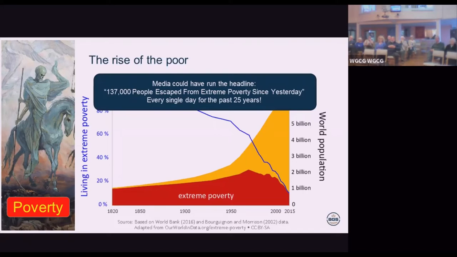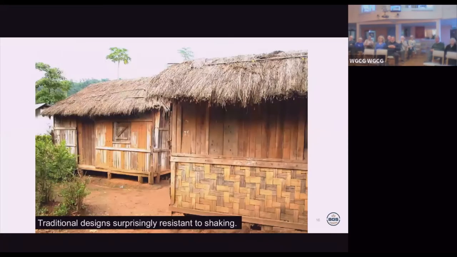But why have I turned it into a horseman? It's because of this. This is the kind of building people who live in extreme poverty live in. They're usually made of local materials: wood, mud, straw, that kind of stuff. And these wooden buildings are, amazingly, quite resilient to earthquakes. They bend and sway and they absorb the energy of the ground shaking.